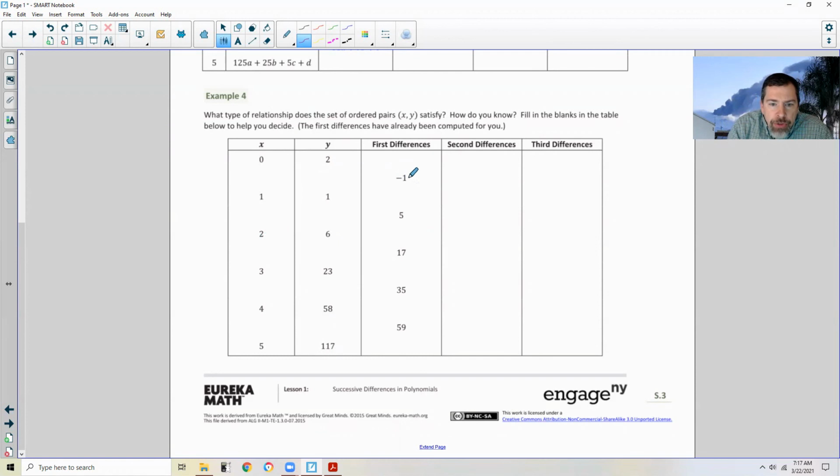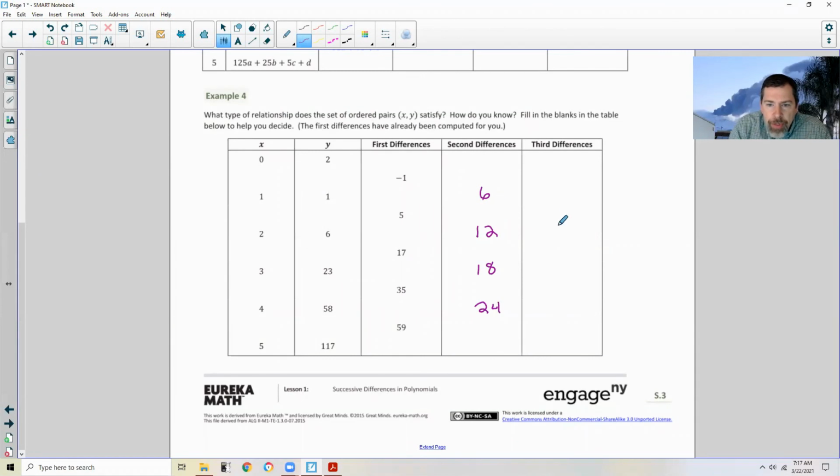So 1 minus 2 is -1, 6 minus 1 is 5, 23 minus 6 is 17. So they're finding the first difference of the y value, or the value of the relationship when x values are substituted in. Okay, so 6 minus 1 is 5, 23 minus 6, 17, 58 minus 23, 35, and so on. So the second difference, 5 minus a -1, careful, is 6. 17 minus 5 is 12. 35 minus 17 is 18. And 59 minus 35 is 24.